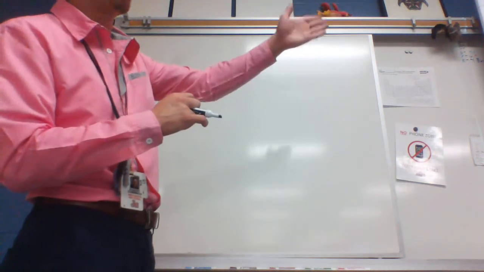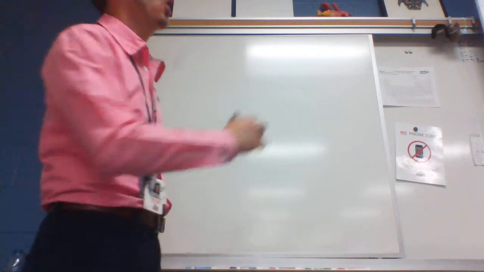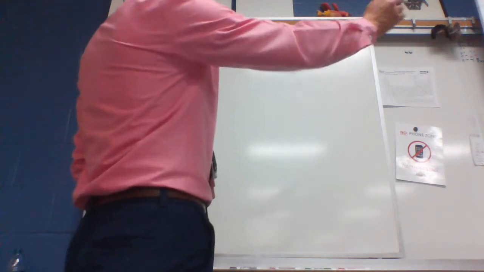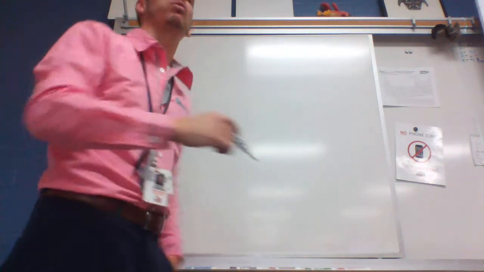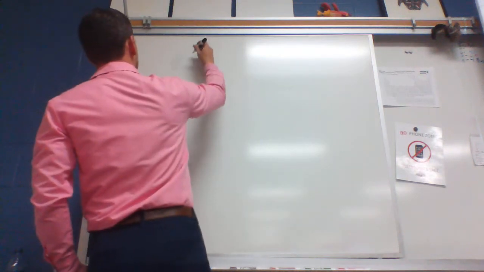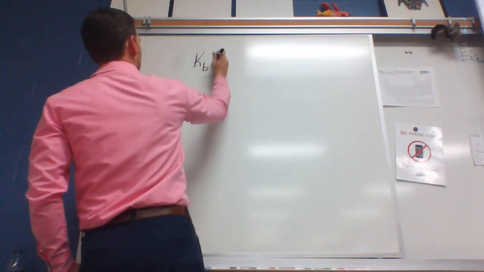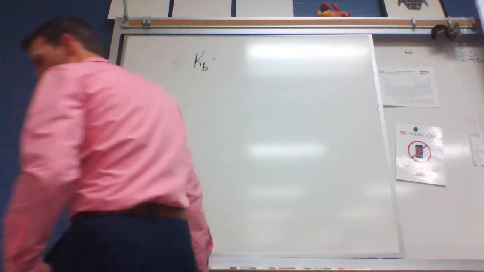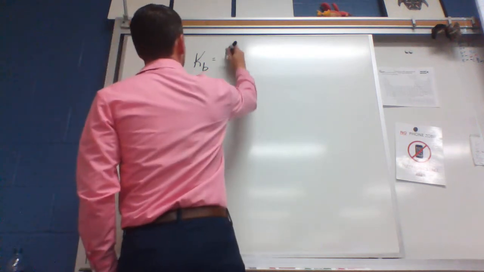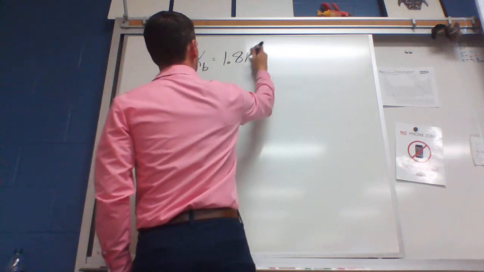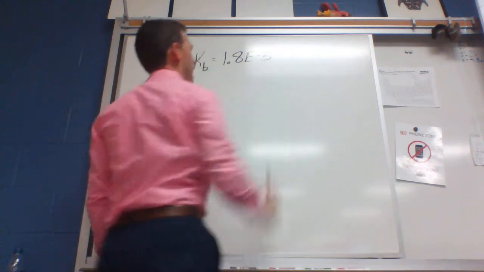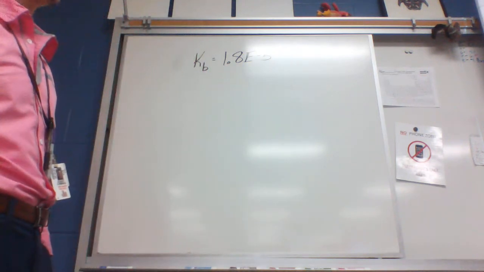But it has to be the perfect match. All right? So now it looks like we have a base there. If we have a base, what given info can I find somewhere else? KB. All right? So I'll let you know that the KB here is 1.8 E-5. I found that elsewhere, all right? And now we're good to go.